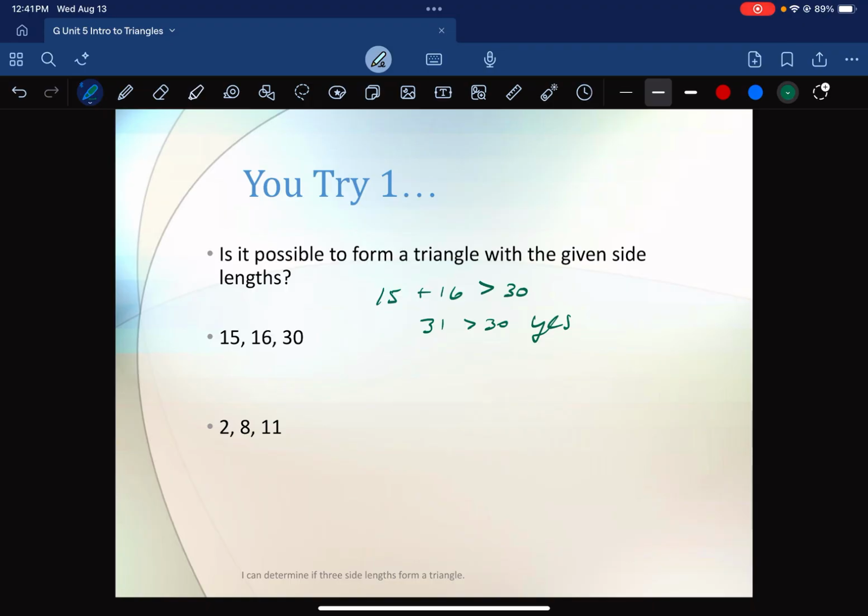But look at the next one. The shorter two sides are 2 and 8. Are they greater than 11 when you add them together? Well, the answer is no. 10 is not greater than 11. So this is a no.